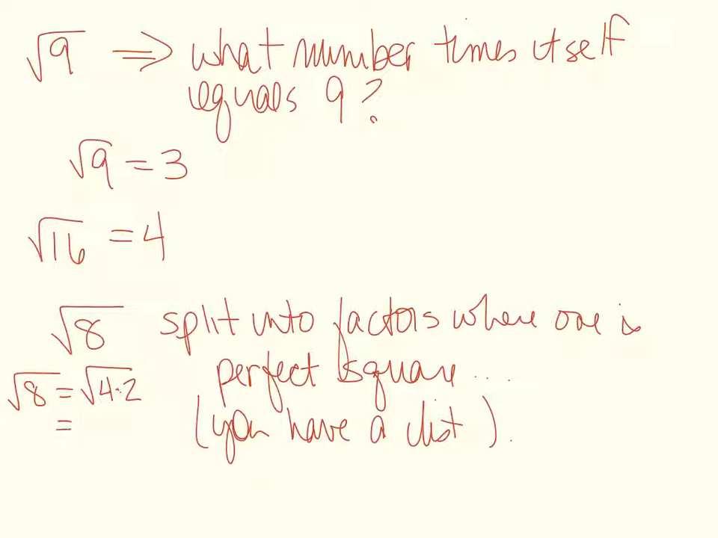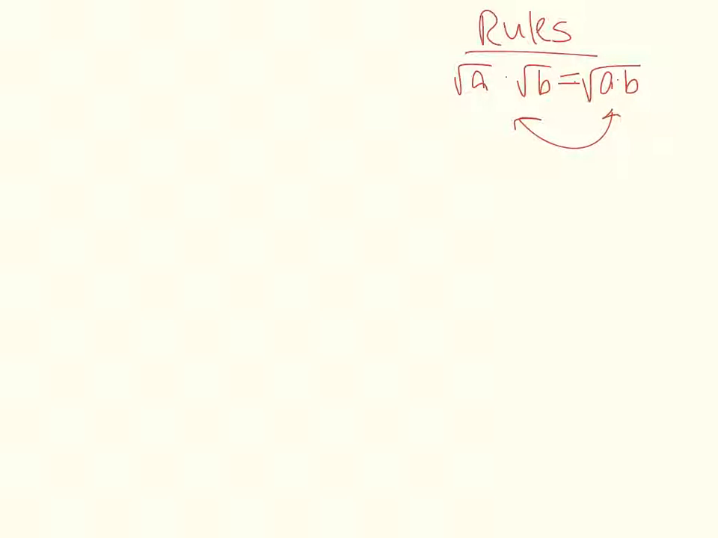We learned rules that say the square root of 4 times the square root of 2 is the square root of 4 times 2, I can split up. 4 is a perfect square, so I can take the square root of it. Right? I'm going to just review the rules right here. One of the rules we learned: square root of a times the square root of b is the same as a times b under the square root. It goes backwards and forwards.